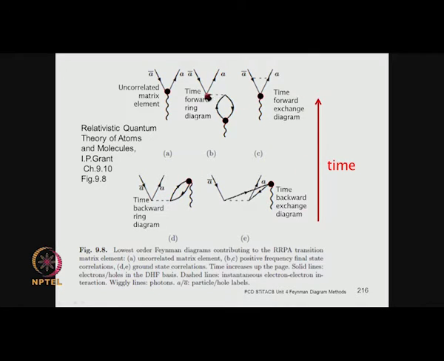So, if the interaction is taking place at this vertex, what is happening in this part of the diagram is before the photon interacted with the atomic system, and this is how the atomic system existed before the interaction. These are the correlations that were already there, but they were not taken into account in the Dirac-Hartree-Fock.